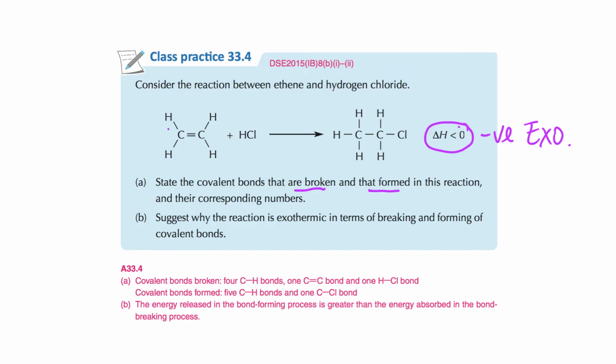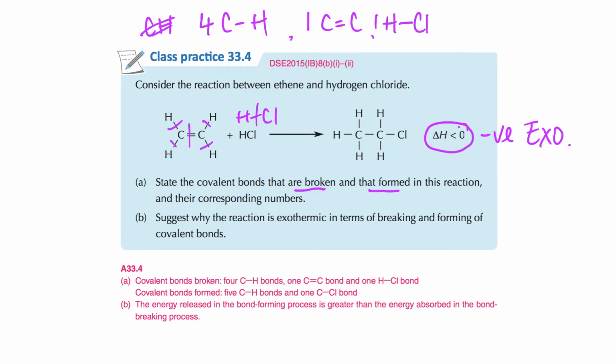First of all, we have 1, 2, 3, 4 C-H bonds. Remember, you have to indicate the type of bond, single bond or double bond. Then we have to break a C=C double bond, so 1 C=C double bond. And then we also need to break the H-Cl bond, so we have an H-Cl single bond. So this is bond breaking, which we require to do.